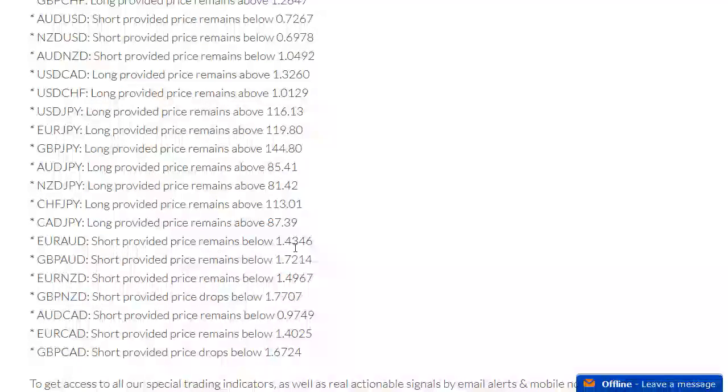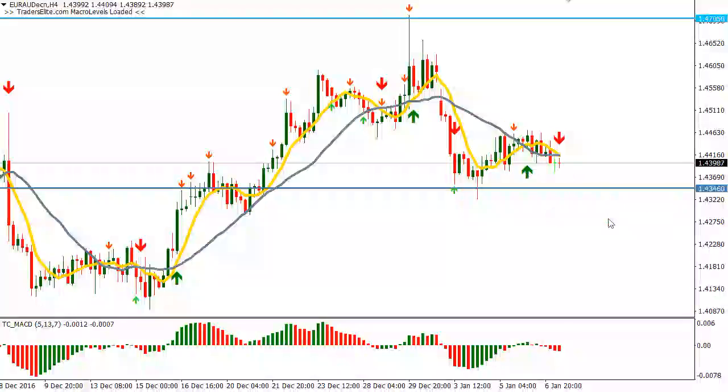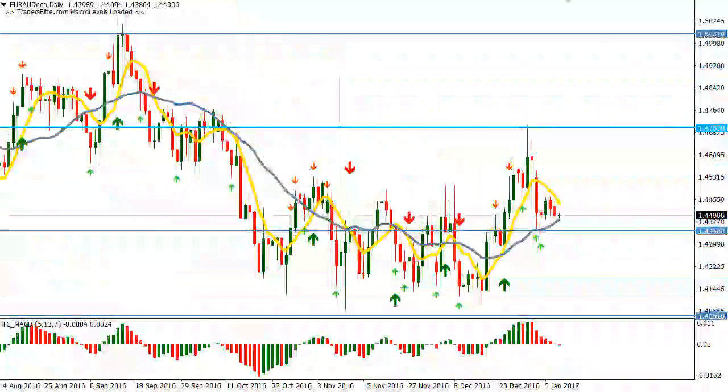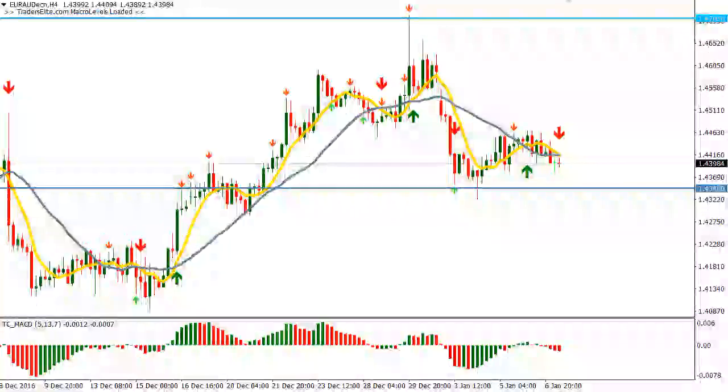Okay, Euro Aussie, short provided price remains below 143.46, and there's 143.46. The time now really is to wait. Weekly, it's downward. Daily, it's certainly a downward swing, and there could be again a new downward trend trade forming fairly soon. And then on the 4 hour, it's looking like that possibility occurring there as well. This is a little bit more gentler though.